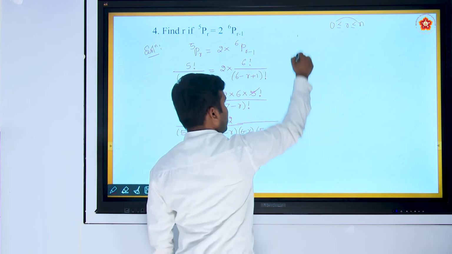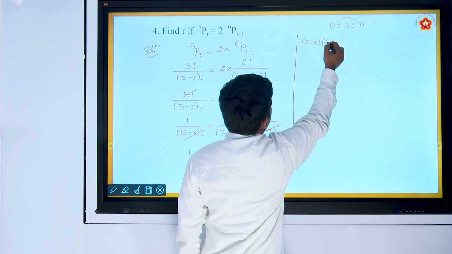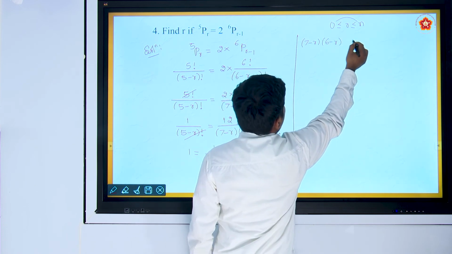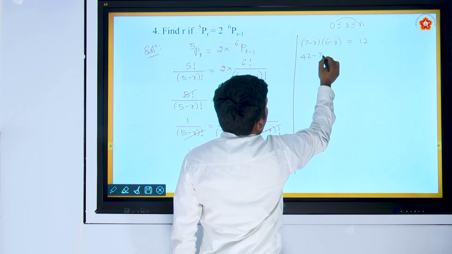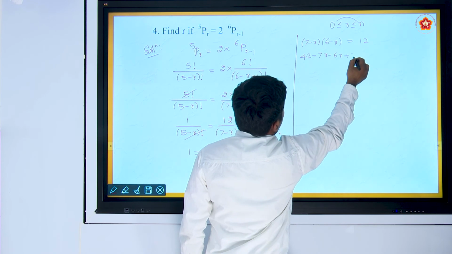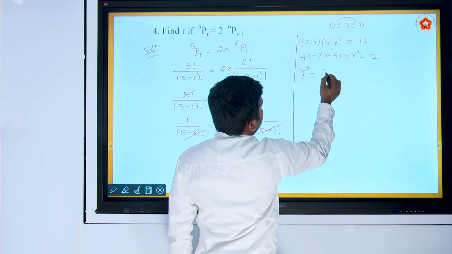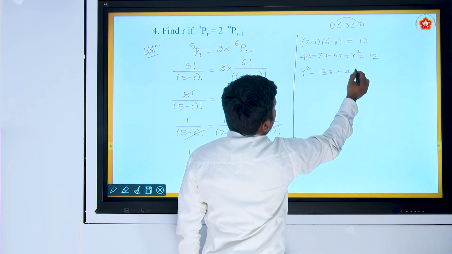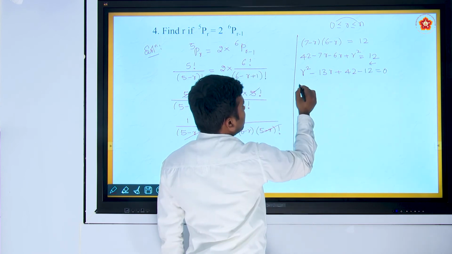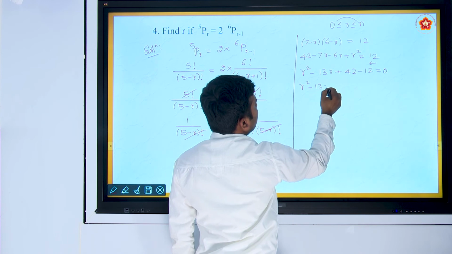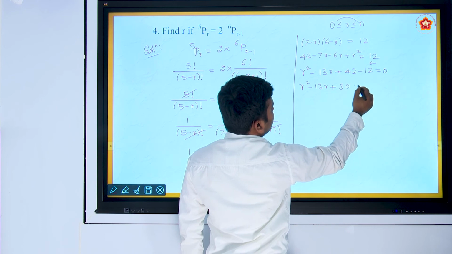And you can simplify this using cross multiplication, that is 7 minus r into 6 minus r is equal to 12. 7 sixes are 42, minus 7r minus 6r plus r square is equal to 12. What is this? r square minus 13r plus 42 minus, you take this 12, equal to 0. Now r square minus 13r plus 42 minus 12, that is 30, is equal to 0.